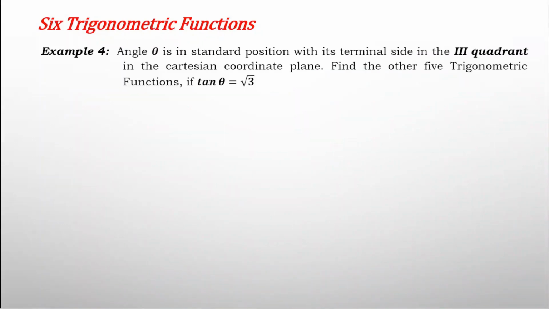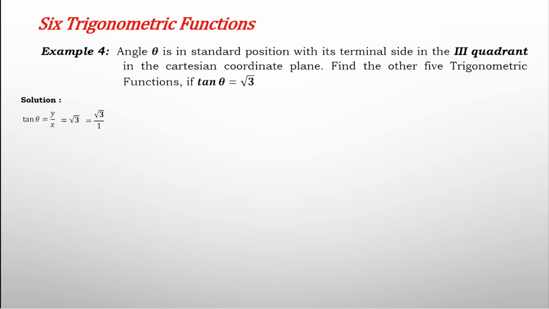Example number 4. An angle theta is in standard position with its terminal side in the third quadrant in the Cartesian coordinate plane. Find the other 5 trigonometric functions if tan theta is equal to square root of 3. So solution, we all know that the trigonometric function tangent theta is equal to y over x. The given is tan theta is equal to square root of 3, but we need to change this square root of 3 into a ratio, square root of 3 over 1.